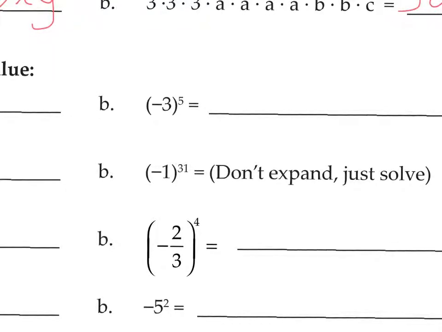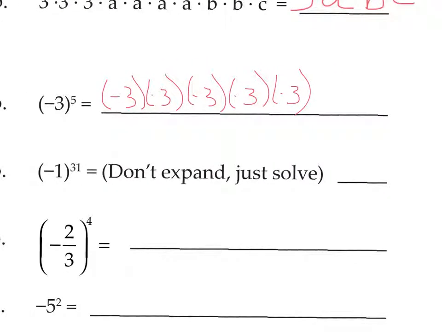-3 to the 5th power. When we expand it, that's -3 times -3 times -3 times -3 times -3. We can multiply that out. Is it going to come out to be negative or positive? Again, remember, count the negative signs. 1, 2, 3, 4, 5. If there's an odd number of negative signs, your product is negative. And then you can just multiply these. This is 9 times 9 times 3. Well, I know 9 times 9 is 81, so this is going to be 81 times 3, which is 243. So the answer is -243.